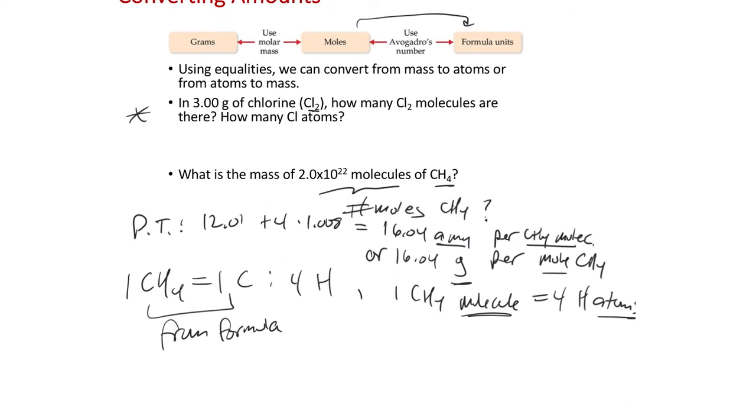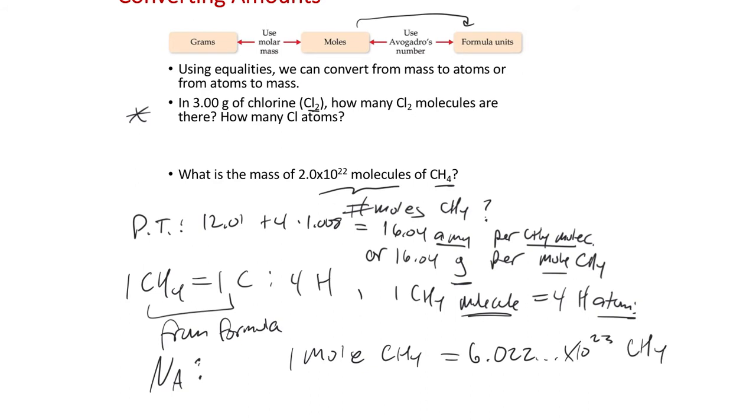And then from Avogadro's number, which we usually symbolize as capital N, subscript capital A, we would have that in 1 mole of CH4, there would be 6.022 times 10 to the 23 CH4 molecules. So in a mole of CH4, we contain that Avogadro's number, 6.022 times 10 to the 23 CH4 molecules.